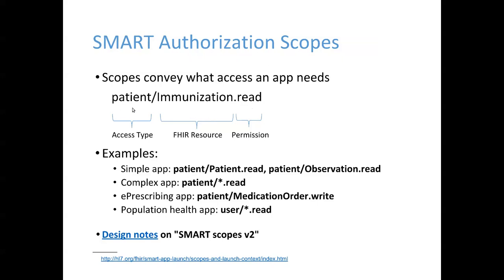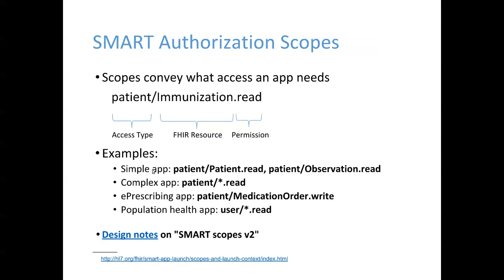Now there's also a prefix here, patient/. And what this means is it's a scope designed for an app that's working with one patient at a time. So an immunization records app might be one that's only showing you immunizations for the patient currently in context. So we'd ask for patient-level scopes. In a little bit, we might also talk about user-level scopes, which can be a bit broader.